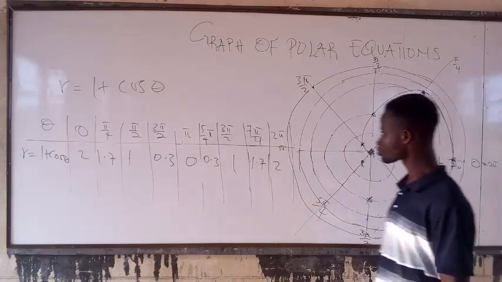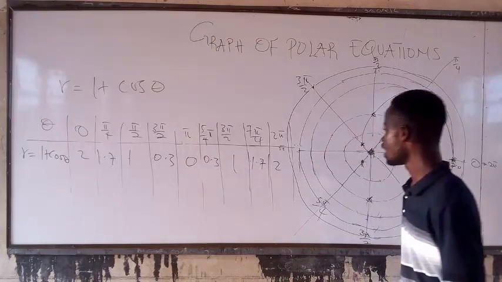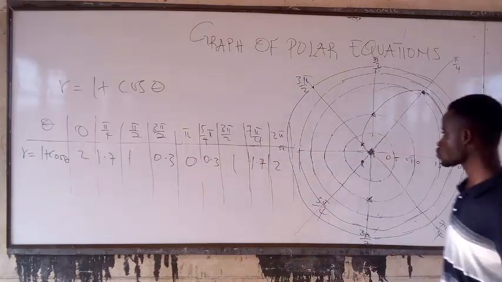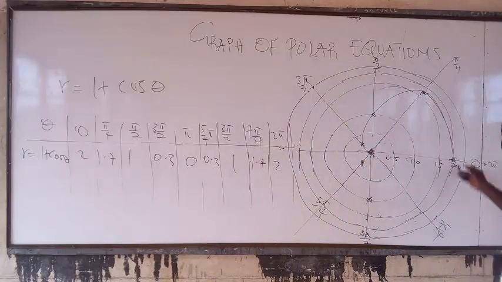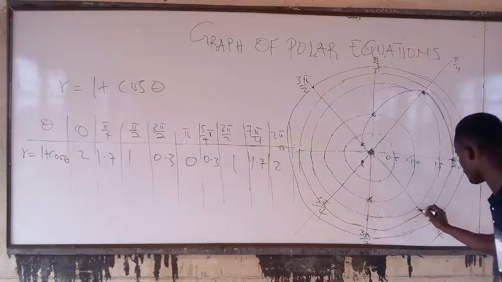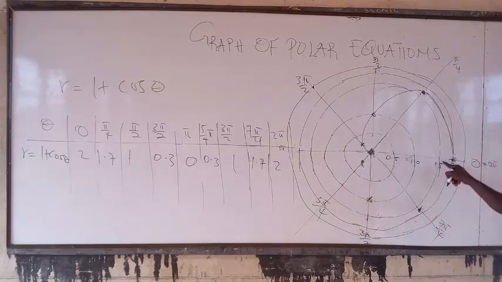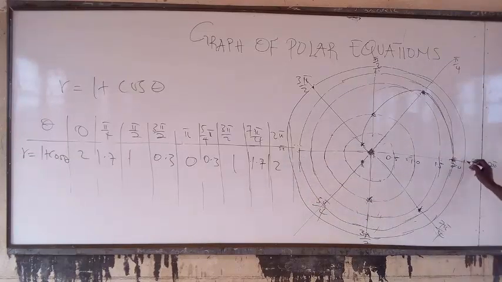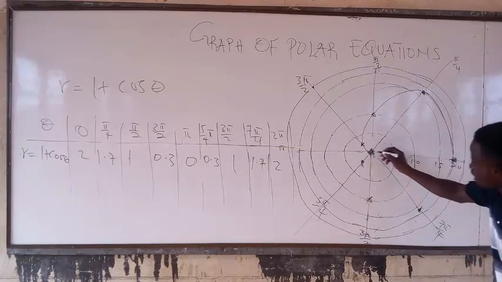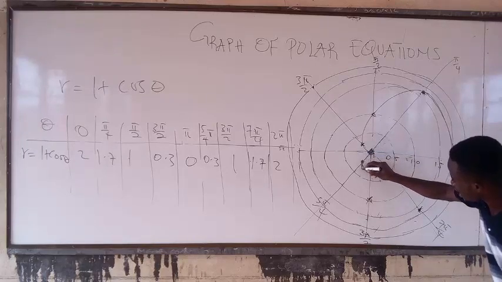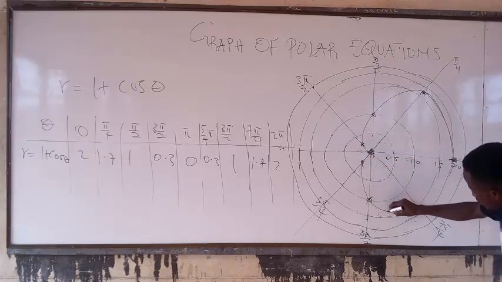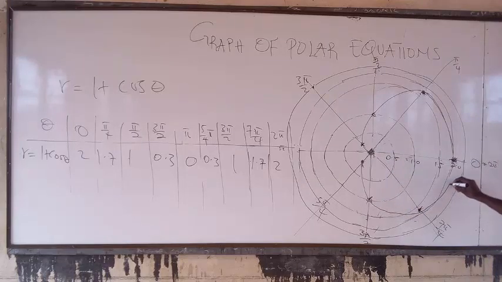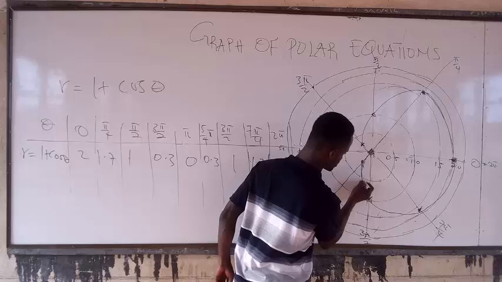Alright, let's move on. So at 7 pi on 4 is 1.7. So 1.7 is somewhere here, because here is 1.5. Lastly, 2 pi is what? 2. So that one 2 will be where? Here. That one 2 will come back here. So what we have here is like this. Go to this side, come to this side, come here, then lastly, it moves to the 2. So that's what we are going to have.